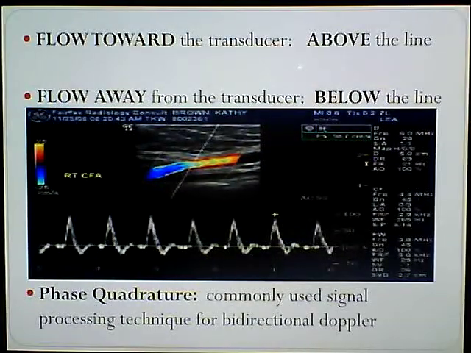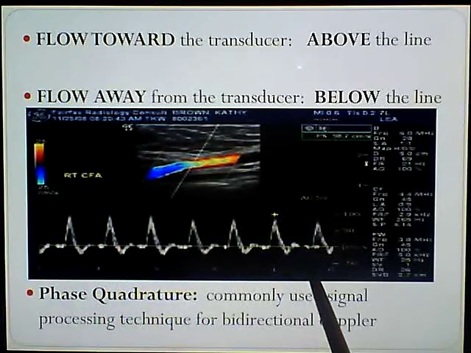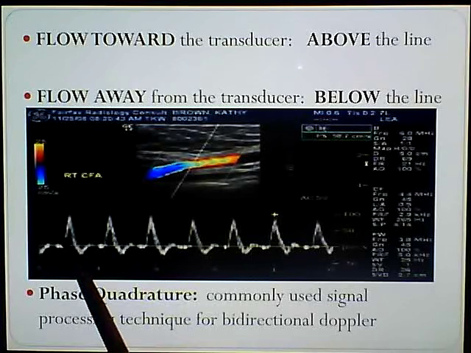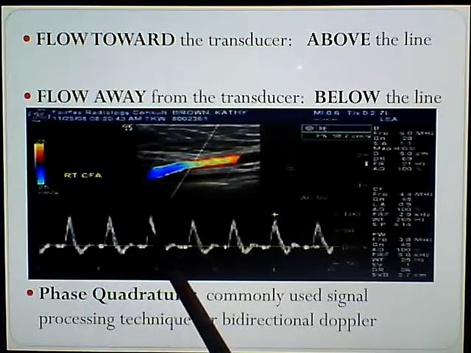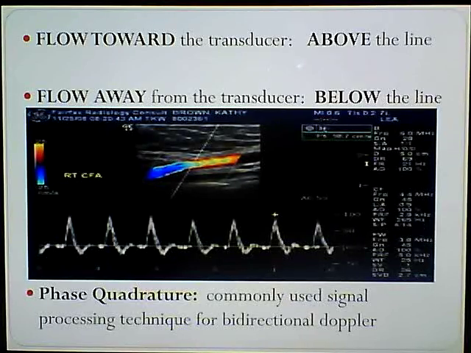Flow towards the transducer is above the line. Flow away from the transducer is below the line. This is the line right here. Okay, might be hard to see, but towards, away, towards, away. That's the acceleration and deceleration of blood. It kind of starts, spits and sputters almost. If you would think about it that way, it's propelled and it slows and it almost backs up a little bit. And that's just the nature of how we're built.